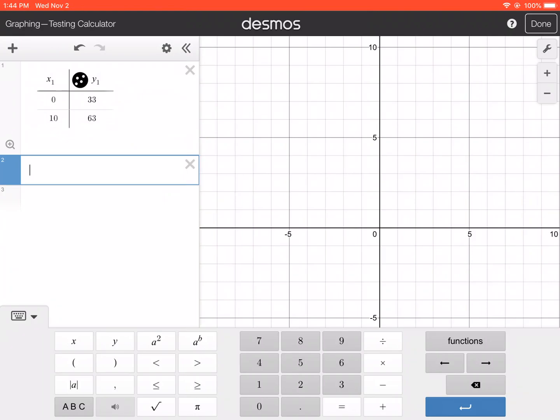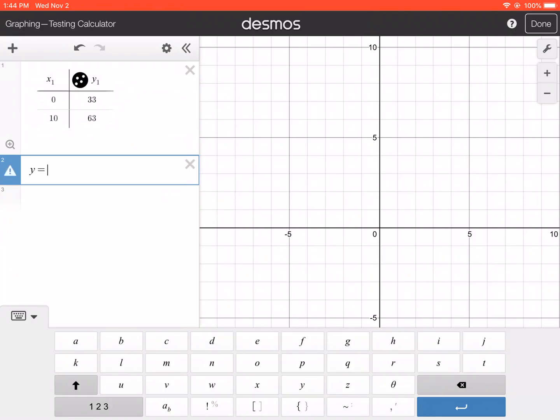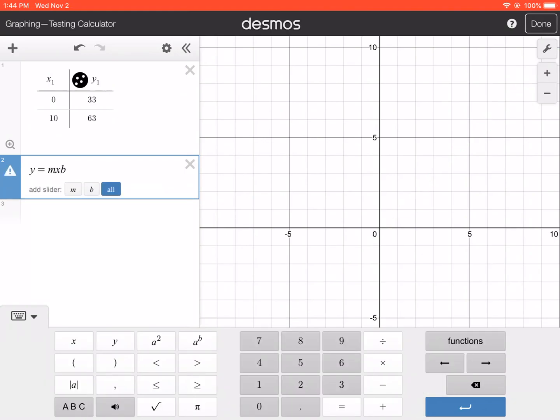The formula for a line is y equals mx plus b. So we have y equals mx plus b. But that's not talking to our table. If you'll notice in the table, that says x with a little 1. So what we're going to do is next to this x, we're going to type a 1 and it drops it as a subscript for you.